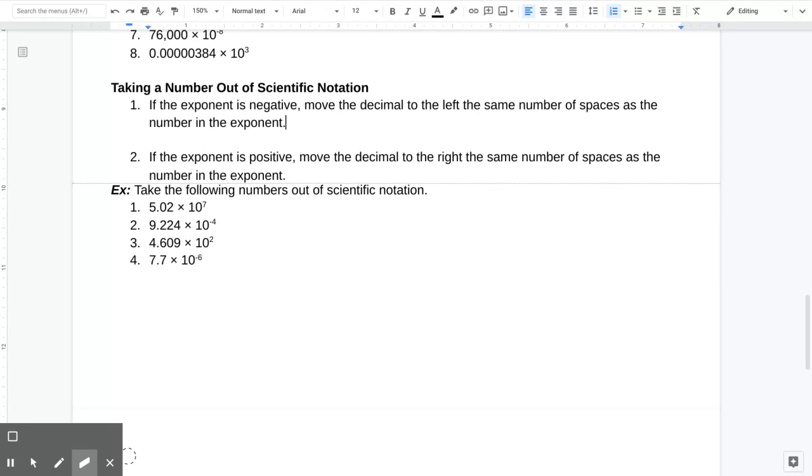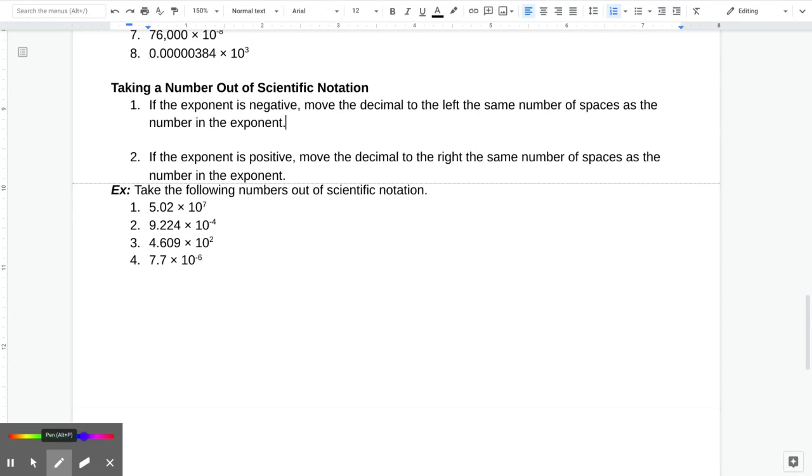Okay, so we took a look at that. Now let's take a look at taking a number out of scientific notation. We looked at 2 examples of putting them in. Again, if you want me to go over that again, I can go over it with you in person. If you need more help, I'll post the answers, whatever you need. But anyway, let's take a look at taking numbers out of scientific notation. We know how to put it in. For the most part, taking it out is pretty much just the opposite.